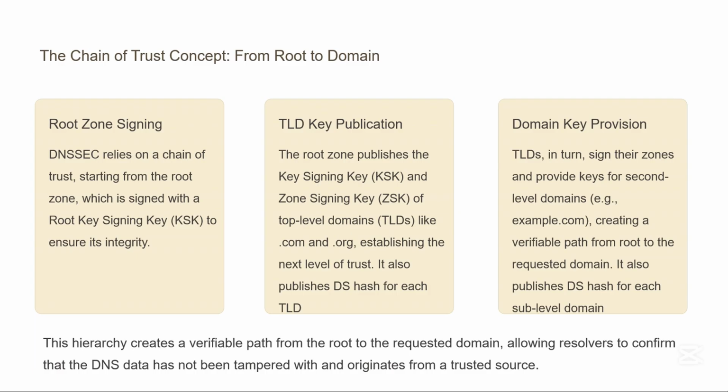So when the top-level domain signs the public key of a sub-level domain, you get a delegation signer hash, right? Now, for you to decrypt that hash, the top-level domain will also publish its own public key, not its private key. Then the resolver can now use that public key of the top-level domain to decrypt the delegation signer hash.